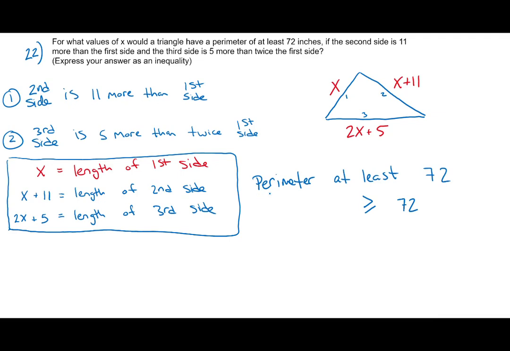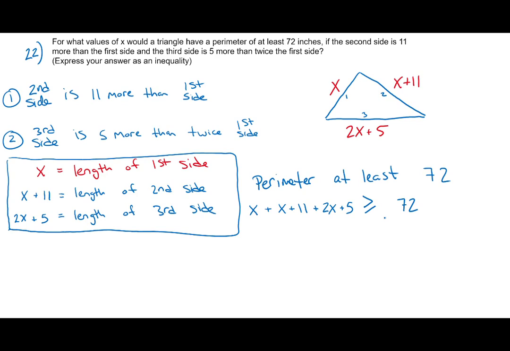Now, perimeter. Perimeter means we add up all of the sides. The perimeter of any shape is the sum of the lengths of the sides. So we have three sides up here labeled in red. So first side, x, plus the second side, which is x plus 11, plus the third side, which is 2x plus 5. So there is the perimeter based on how we have this labeled above. All right, so now there is our algebraic equation. Well, in this case, it's an algebraic inequality.